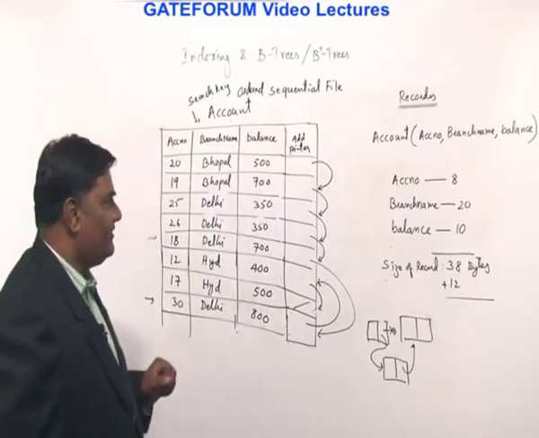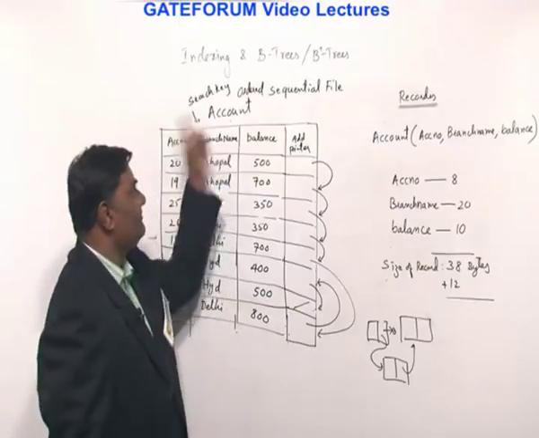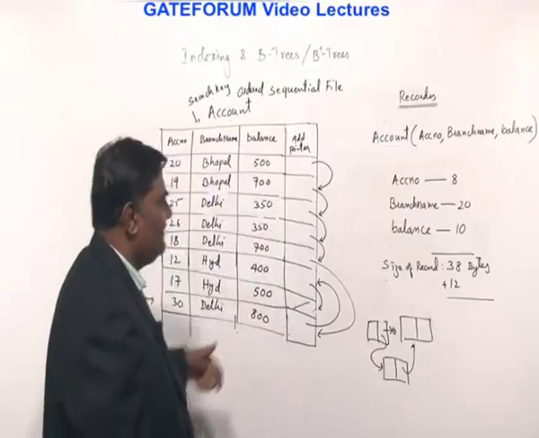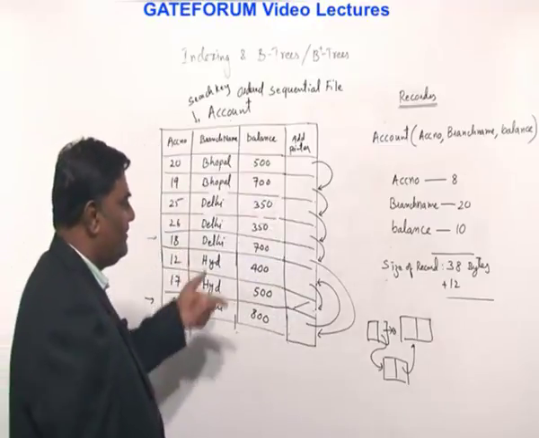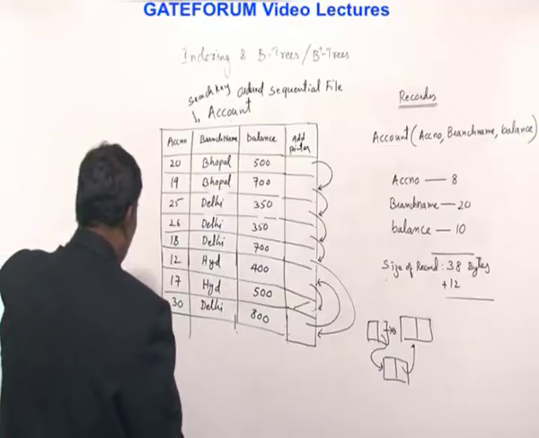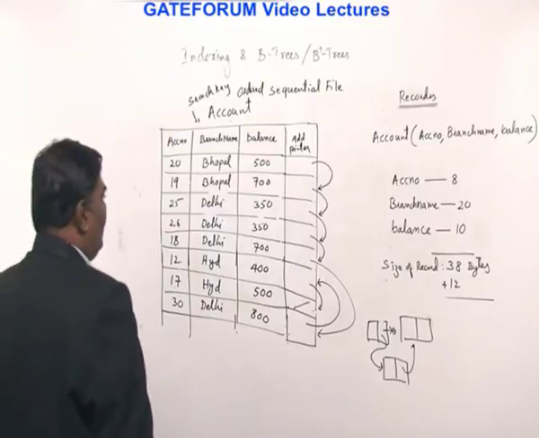So ordered sequential files can be maintained by sorting the records based on some search key. This is one possibility. The second possibility is we can maintain their order through link pointers. This is about an ordered sequential file.